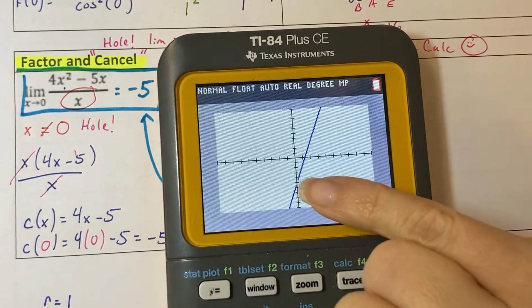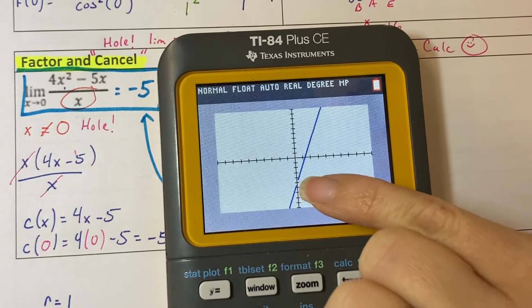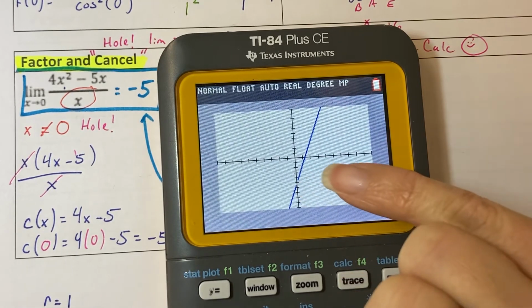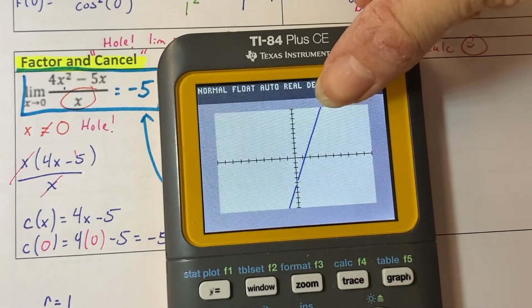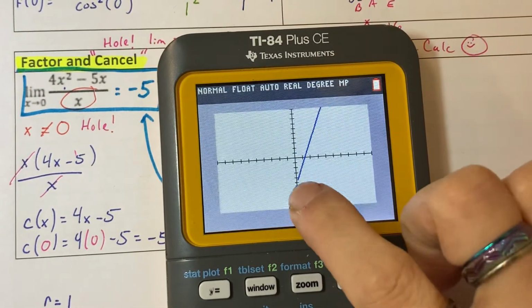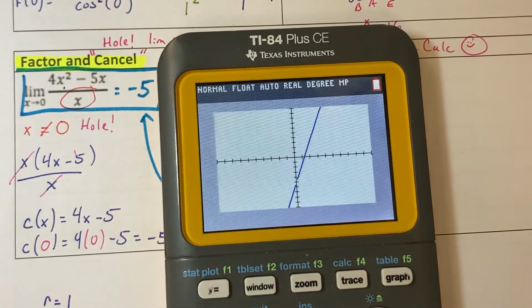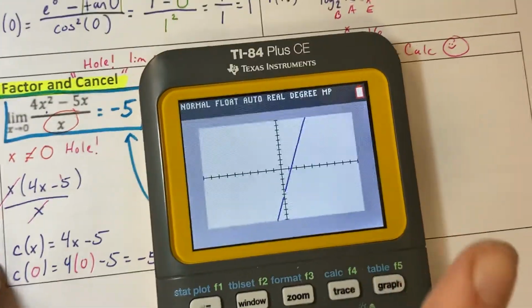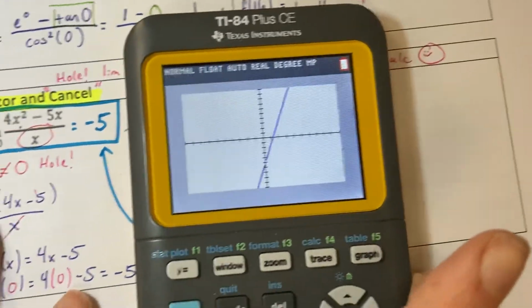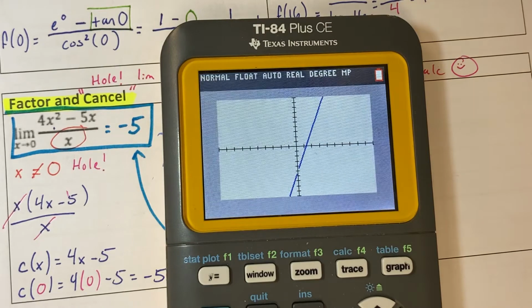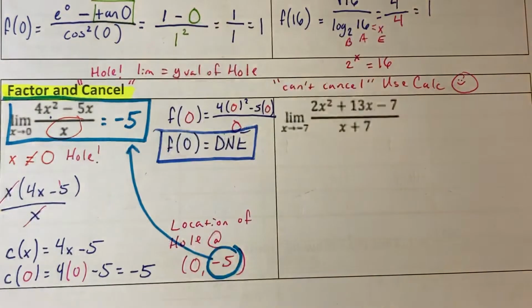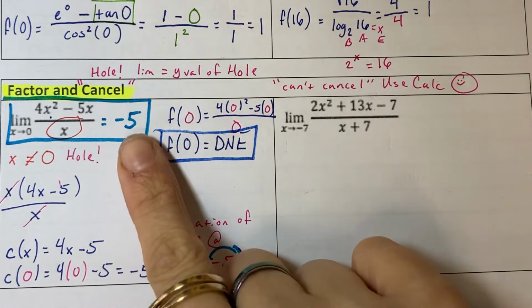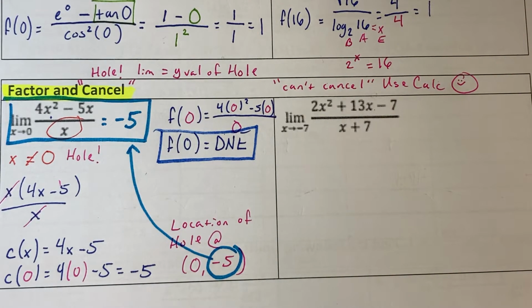So where does it look like we have that hole? Right at 0, -5. So as we approach 0 from the left, and as we approach 0 from the right, what y value are we approaching, even though we don't actually get there, even though we aren't actually defined there? We're approaching the hole's y value at -5. So again, folks, we're trying to do this without our calculator, but I just wanted to give you a visual of what's going on with that graph and why we have a hole there and why we are approaching that y value of -5. So folks, we're going to go ahead and look at the next one.